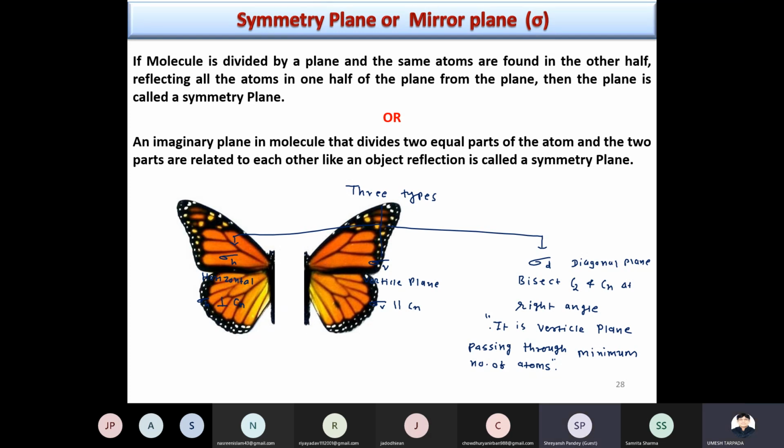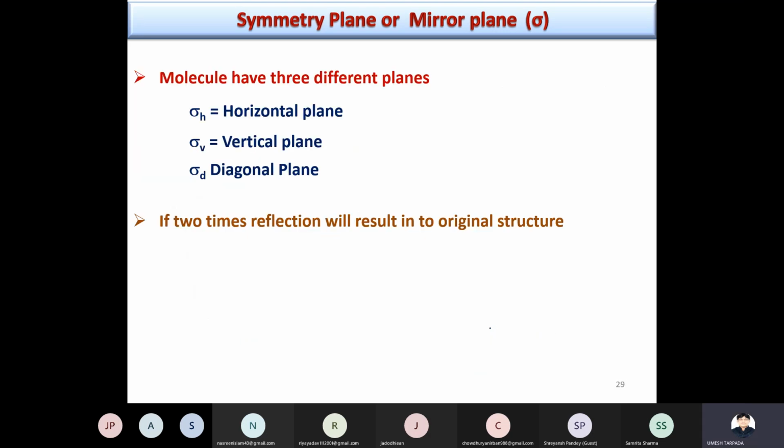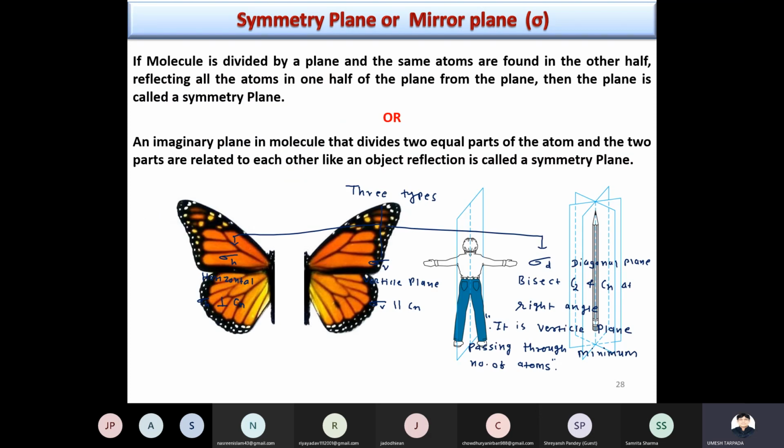Molecule is divided into two equal parts. Our body is bilaterally symmetrical. From the middle, we can imagine a plane. This pencil also has a number of planes in each corner part. You are having a plane.